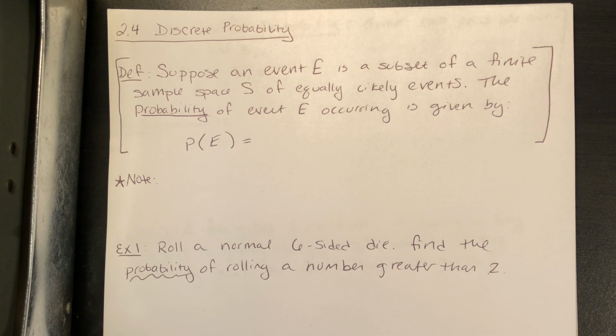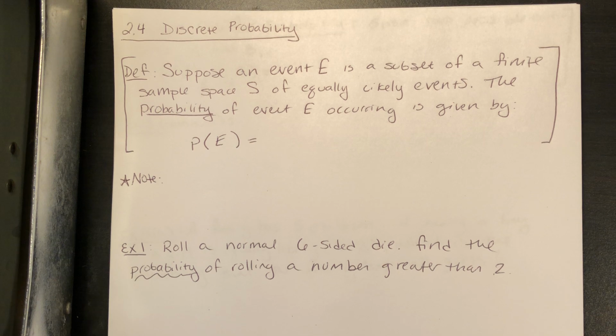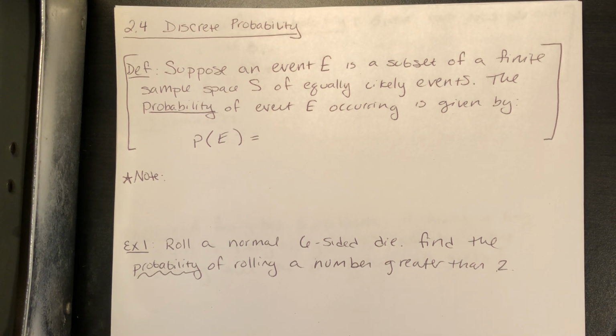We're going to look at discrete probability, which is the likelihood of an event happening when the possible number of outcomes are distinct events. So let's start with the definition. Suppose an event E is a subset of some finite sample space S. So E is just a collection of certain events from some finite space of events S, of equally likely events. So think, the different outcomes of rolling a die or flipping a coin.